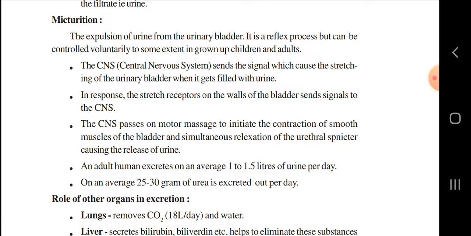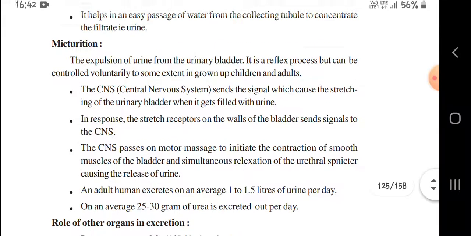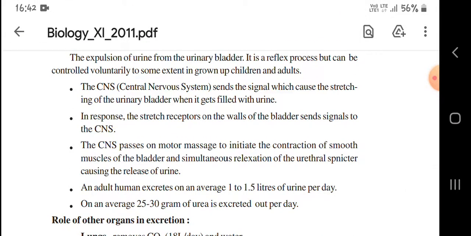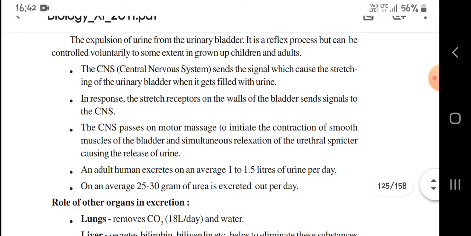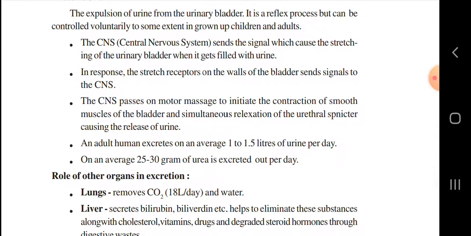Our brain sends a message to the urinary bladder, so then it becomes extended, and then it again sends a response to the brain. So then we feel that we have to go to the washroom, and then the urine comes out. Around 1 to 1.5 liters of urine per day is excreted by a human adult, and on average 25 to 30 grams of urea is excreted in that.